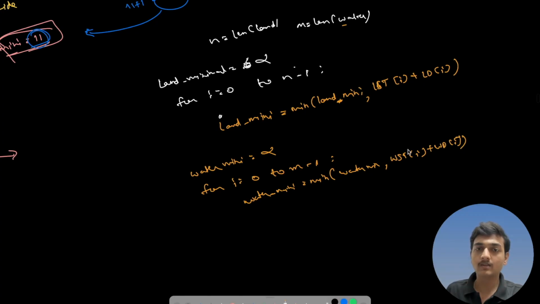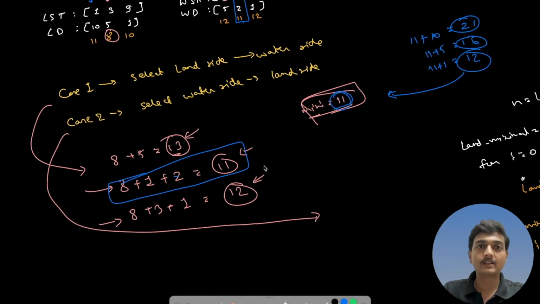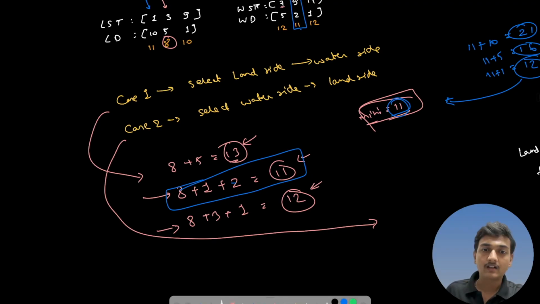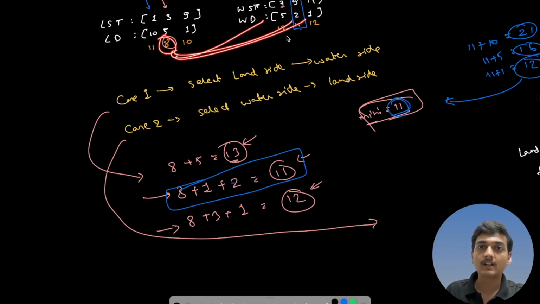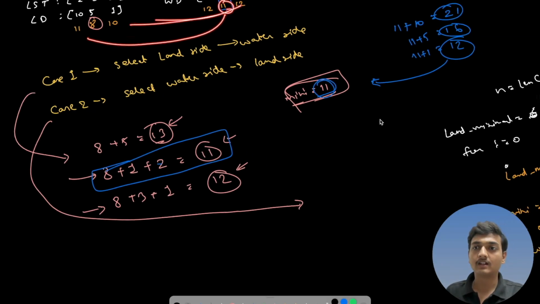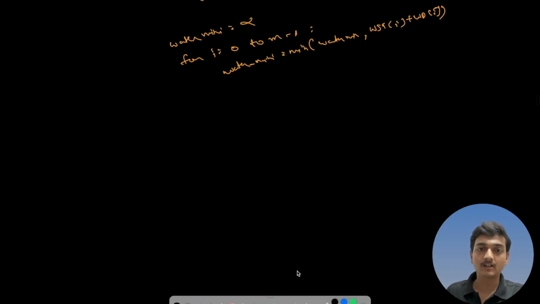So what is this loop doing? This loop is basically calculating the minimum of this. So land mini will be having this. Water mini will be containing this. Now I need to first pick this and compare with all these three, and then second I pick this and compare with all these three. Okay. So that's the only thing which is remaining. And let's quickly write this.